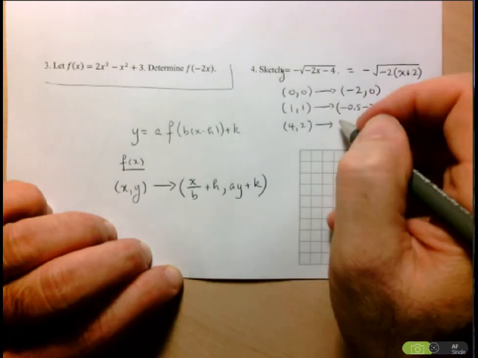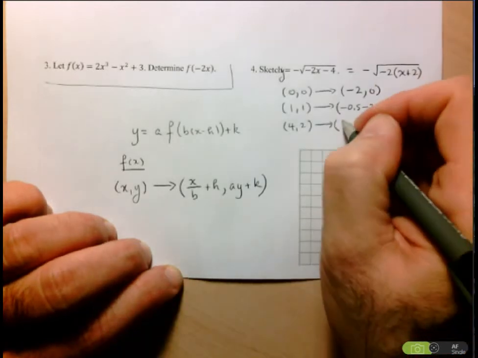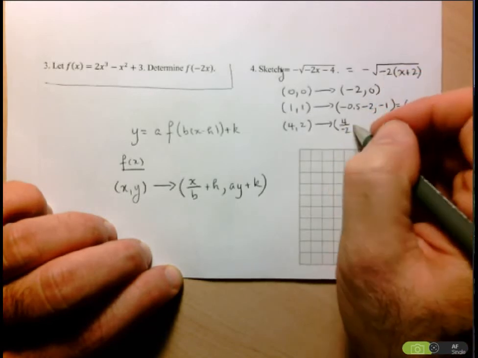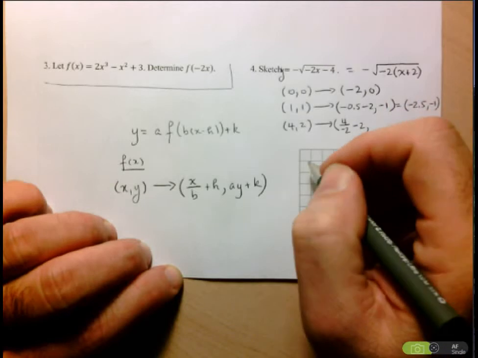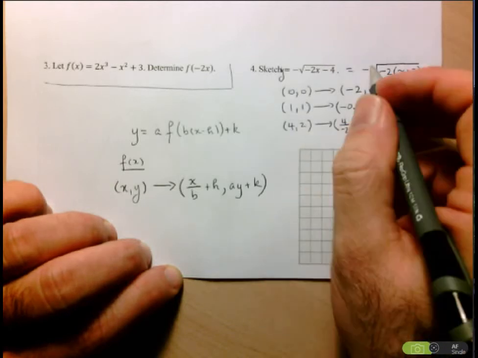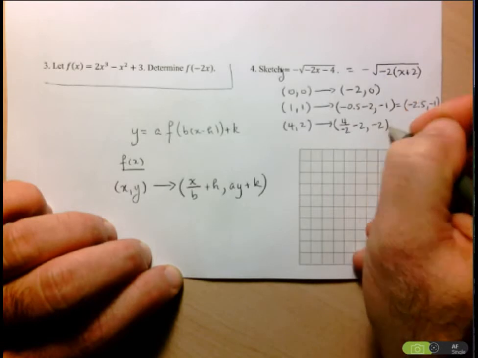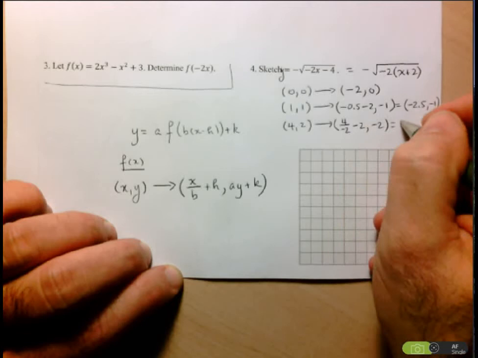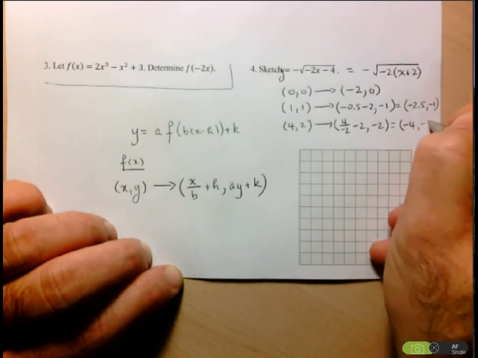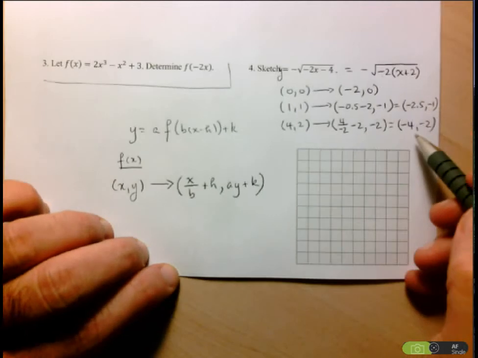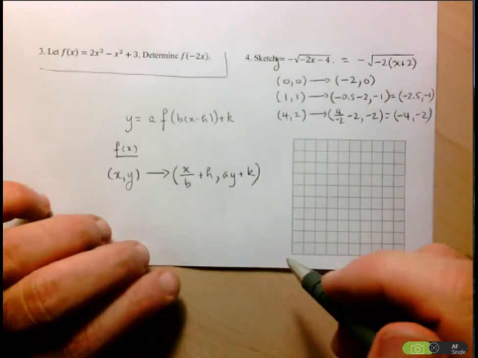Now for 4, again, 4 divided by negative 2, and then subtract 2. And then for the y values, it's just 2 times negative 1, so negative 2. So simplify that. 4 divided by negative 2 minus 2, negative 4, negative 2. Once I've transformed the points, it's only now that I'm going to start setting up my graph.